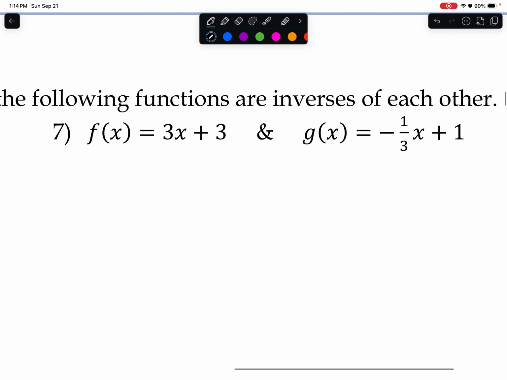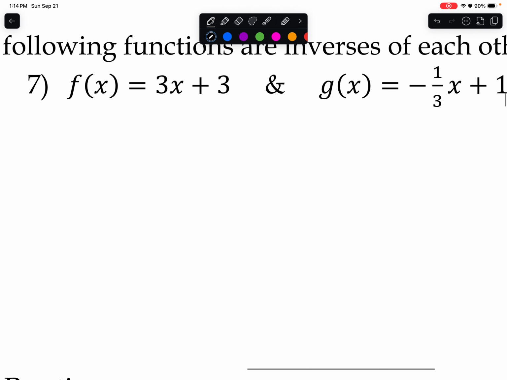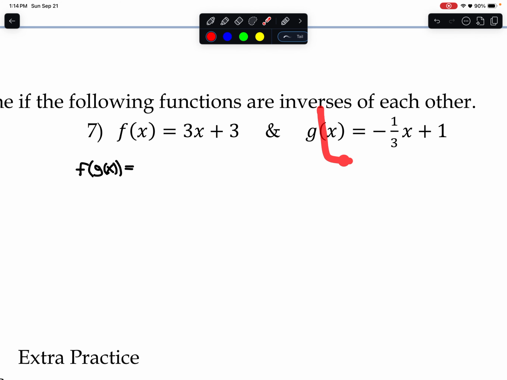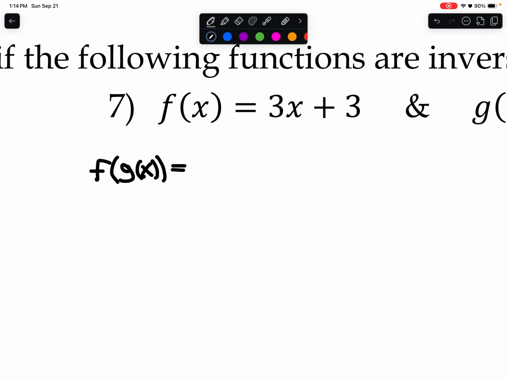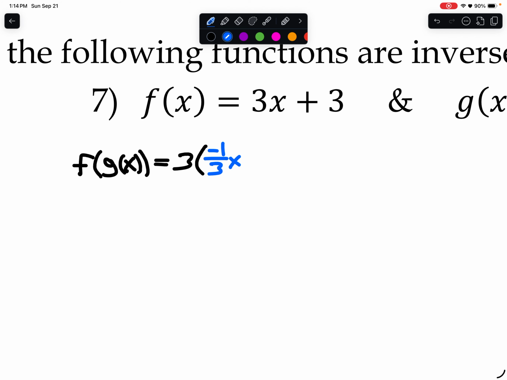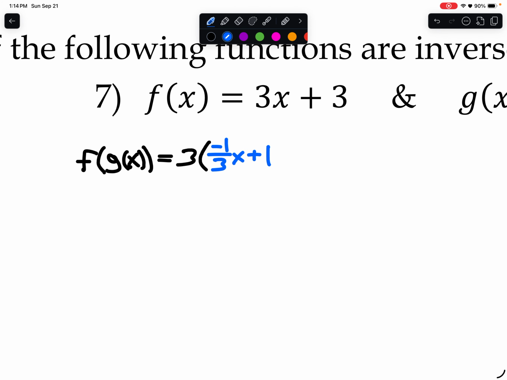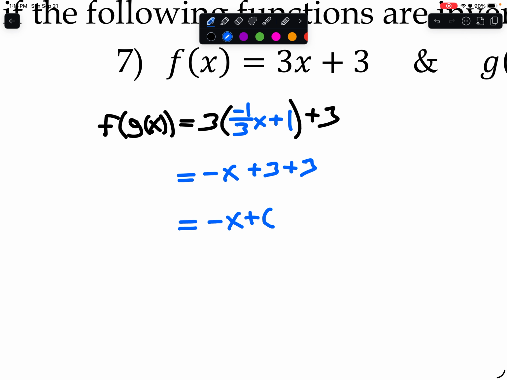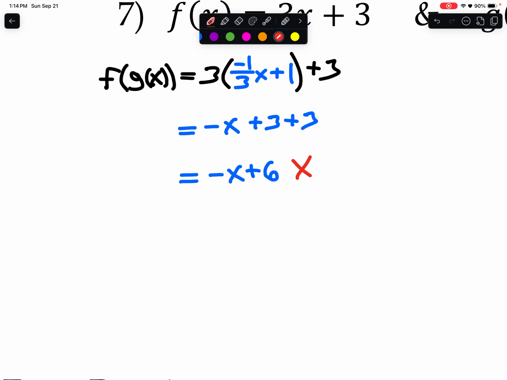So now we're going to look over at number 7. Same idea. We're going to do compositions. We're going to prove whether or not these are inverses. So f of g of x. So I'm going to take g of x over here, plug it in. So 3 parentheses, negative 1/3 x plus 1, and then plus 3. So when you distribute, we're going to get negative x plus 3, which is going to give me a negative x plus 6. So this does not simplify down to a positive 1x, so automatically not inverses.